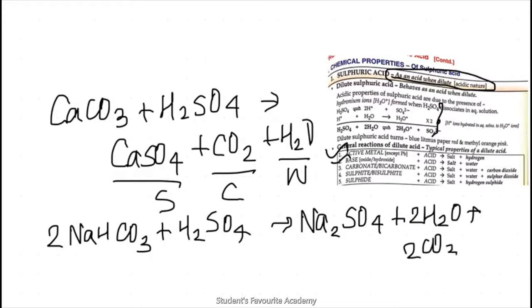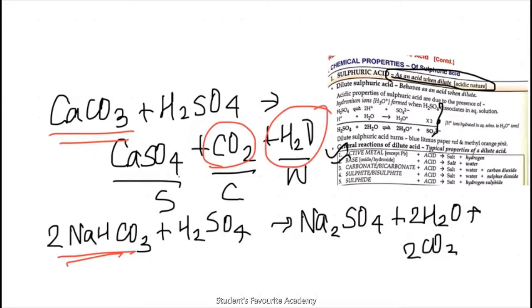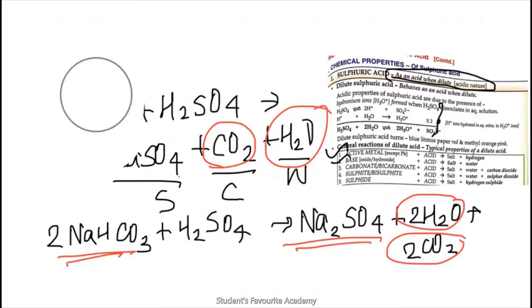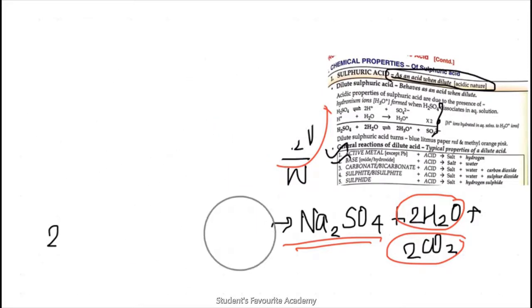So whenever it is reacting, whether with a carbonate form or a bicarbonate form, it is giving me CO2 and water along with the salt. Here also, salt plus H2O and CO2. So this is what is happening. Now, children, we will talk about what happens when it reacts with sulfite or bisulfite.